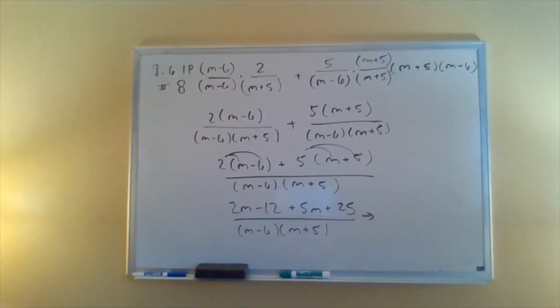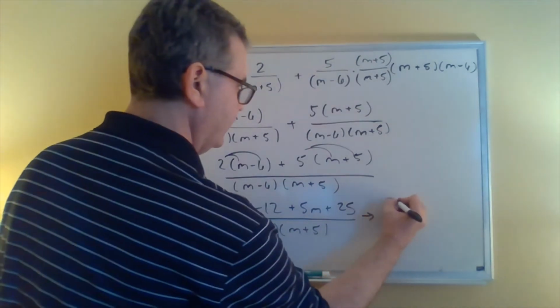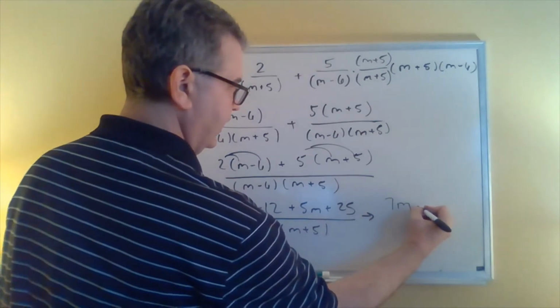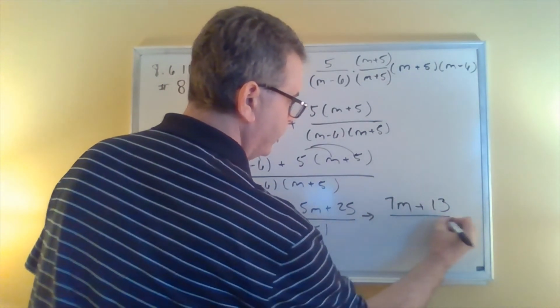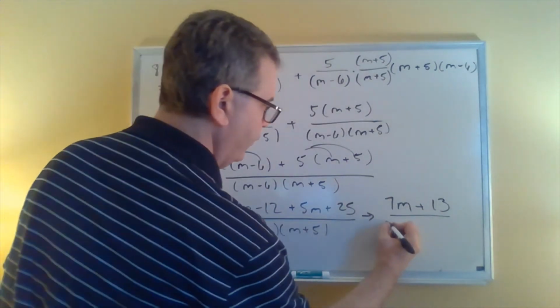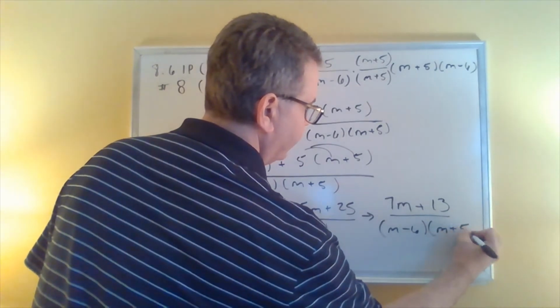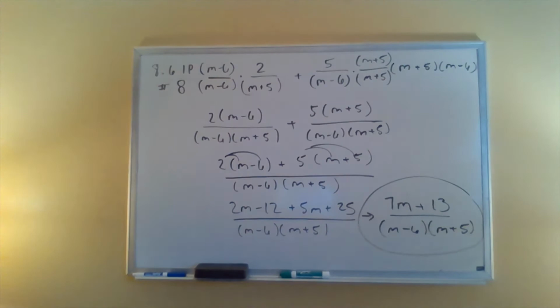What's my new numerator going to be when I combine these? I combine 2m and 5m, I get 7m. I combine negative 12 and 25, and I get a positive 13. I'm going to get 7m plus 13 over m minus 6, m plus 5. And there is my answer for number 8. I have 7m plus 13 over m minus 6 times m plus 5.